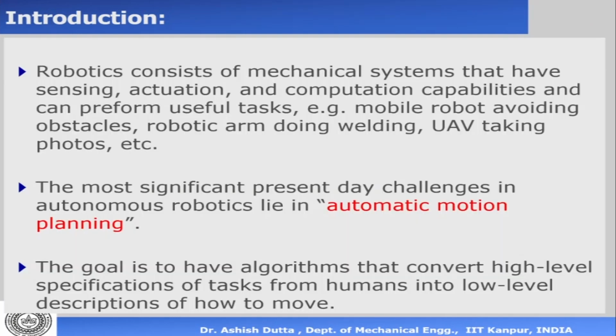We are talking about robotics and robot motion planning. The subject of robotics consists of mechanical systems that have sensing, actuation, and computational capabilities and can perform different tasks. It can be a group of robots, or one individual robot. Mobile robots avoiding obstacles, robotic arms doing welding, and UAVs, unmanned aerial vehicles, taking photos are all under the area of robotics. So robotics today is not only a multifunctional manipulator or an industrial robotic arm, but you have all kinds of devices which are called robots, from flying and underwater ones to those in industries.